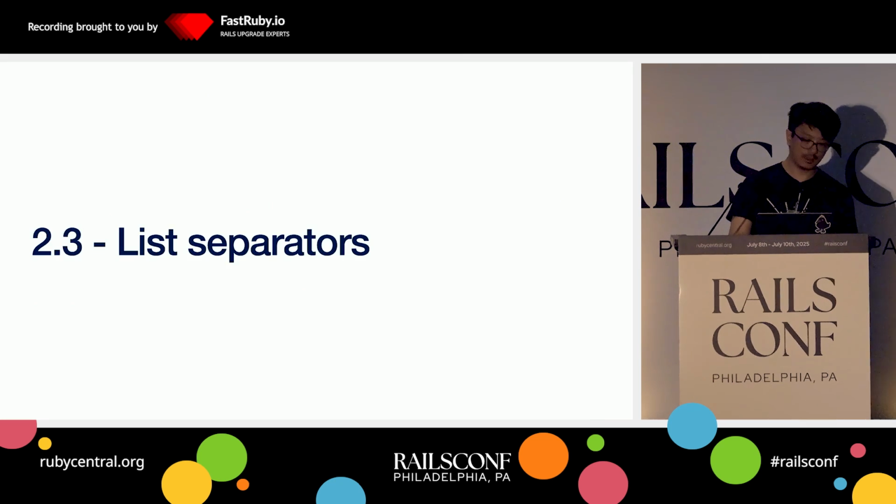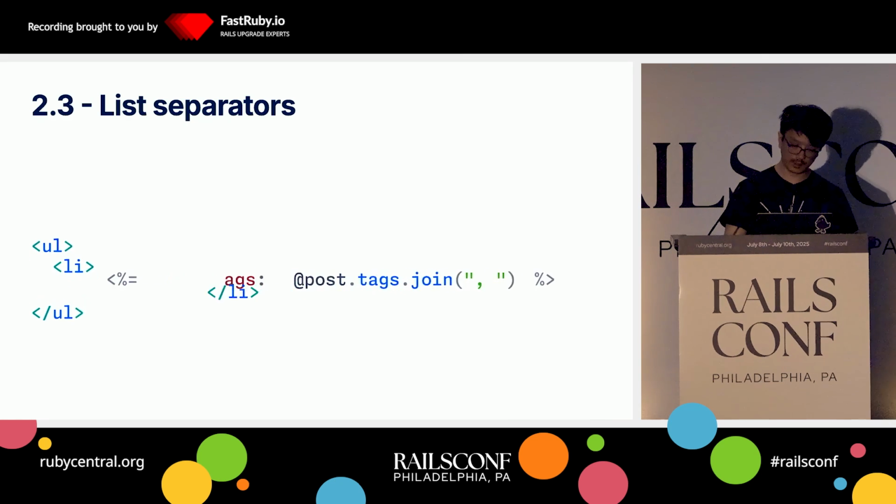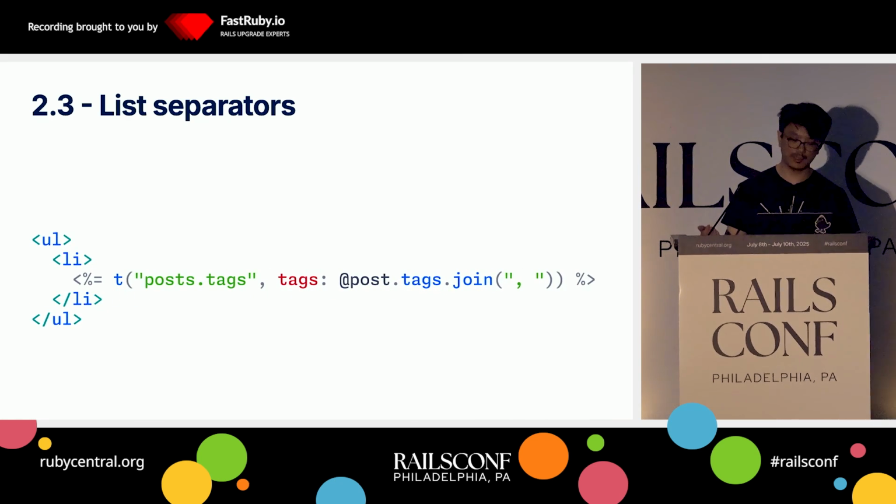OK, finally, let's talk about lists. So let's add a tag list to our post metadata. A post might have many tags, so we're just going to list them all by joining the tags together with a comma. Of course, we can't have hard-coded text, so let's externalize and apply translate. But there's one piece of hard-coded text left here. Can anybody spot it? Right, yeah, it's the comma.